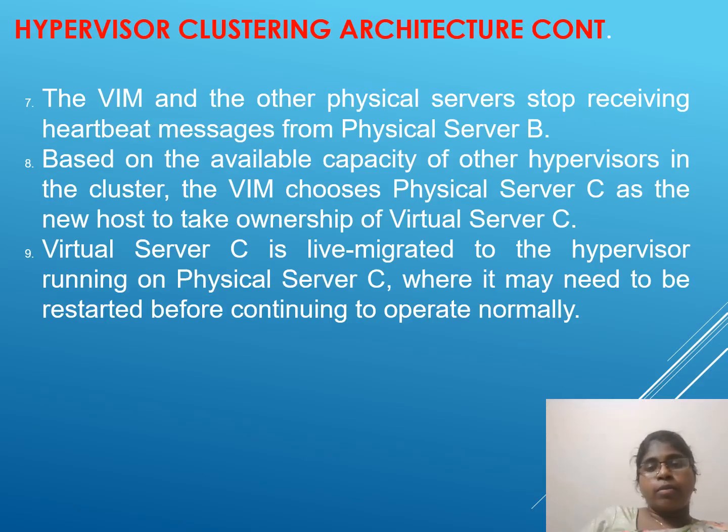Based on the available capacity of the other hypervisors in the cluster, we aim to use physical server C as the new host to take ownership of virtual server C. Virtual server C is live migrated to the hypervisor running on physical server C, where it may need to be restarted before continuing to operate normally. The hypervisor clustering can access virtual servers A, B, C, D and physical servers A, B, C, D in the hypervisor to send messages, and if one fails, another will take care of the ownership in the physical server and the virtual server of the hypervisor clustering.